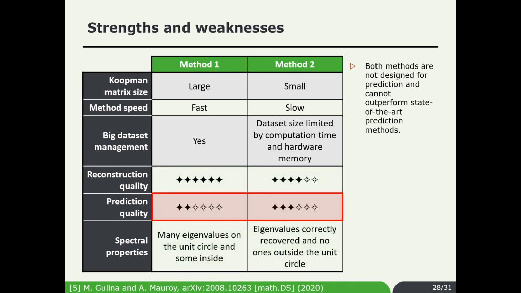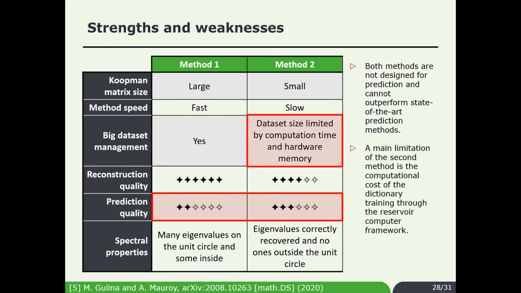Now, the two weaknesses are the following. Both methods are not designed for prediction and cannot outperform state-of-the-art prediction methods. A main limitation of the second method is the computational cost of the dictionary training through the reservoir computer framework. Eventually, this is the time to conclude this presentation of our two methods to approximate the Koopman operator with a reservoir computer.